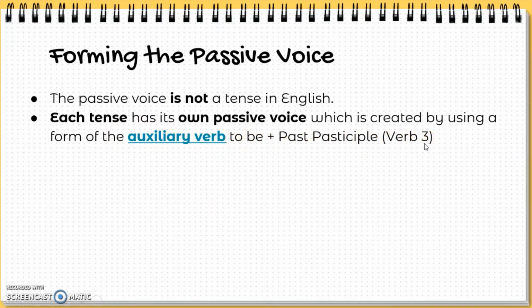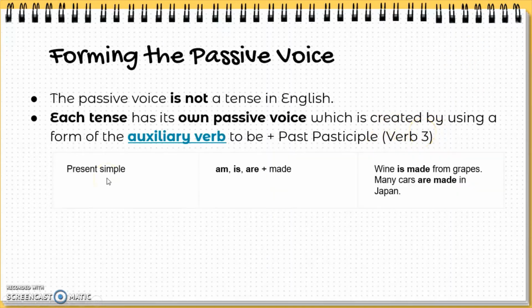If you check the previous examples, you will notice that you always have the auxiliary verb to be and the verb in past participle. We call it verb 3 because, if you remember, at the end of your book you have a list of verbs and the third column is the past participle. That's verb 3. We are going to focus only on present and past simple because the other tenses are a little bit more complicated for us now.